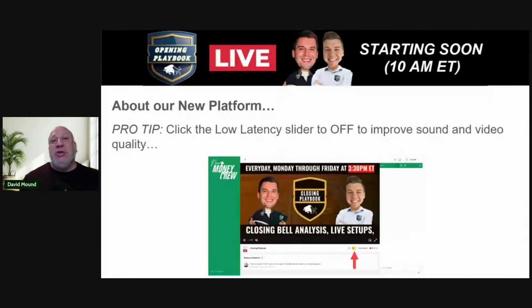Below the presentation, you'll see a little slider button called low latency. This is yellow when it's on and white when it's off. And we recommend that everybody turn it off. This will give you a better quality audio and video presentation.